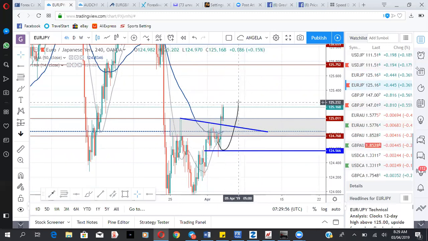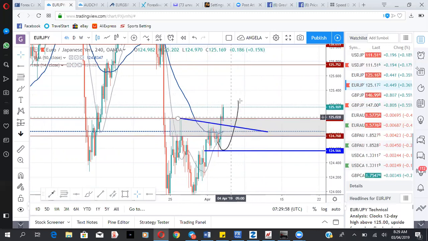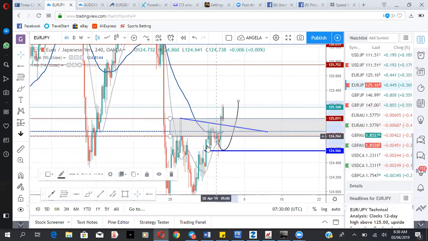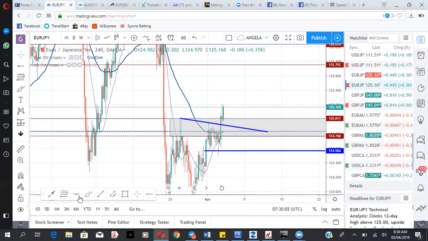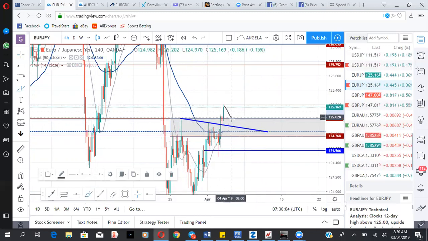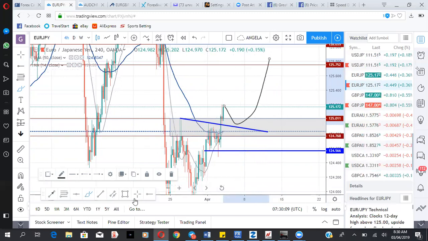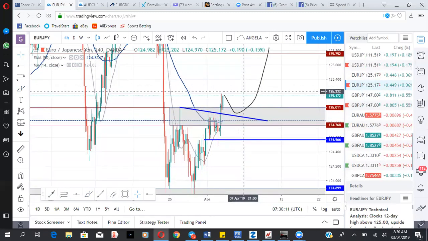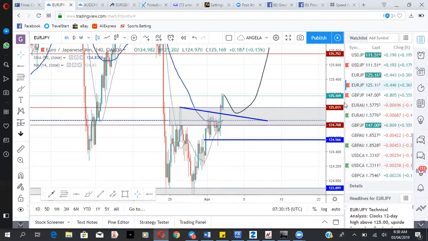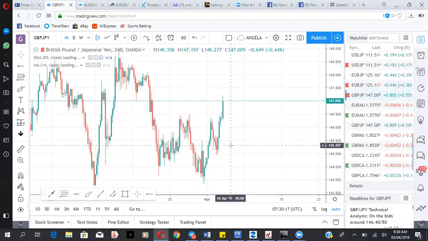So now, what is the game plan now? The game plan is this. This is the game plan for this pair now. You need to see price drop into here, find support, then move up. That's just the next game plan for this pair. So the next pair we'll be looking at is the GBPJPY.